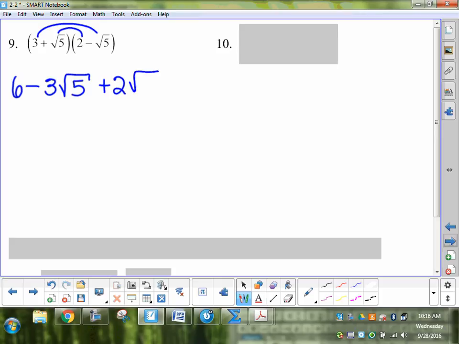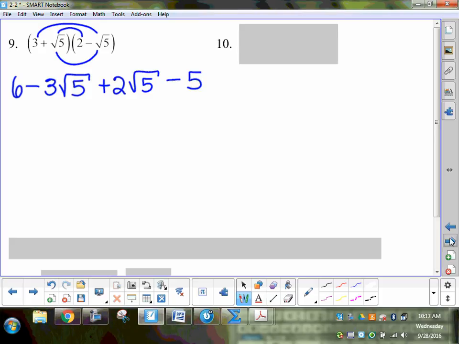Positive 2 roots of 5. Now I'm going to multiply my last terms together. And Philip, what's that going to give you? Careful. Negative 5. Pay attention to the sign. You went to 5, though. Why did you go to it so quick? Because root 5 times root 5 is 25 and the root of 25 is 5. Terrific.